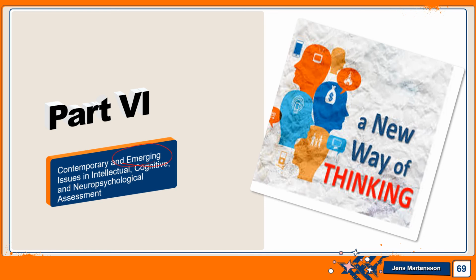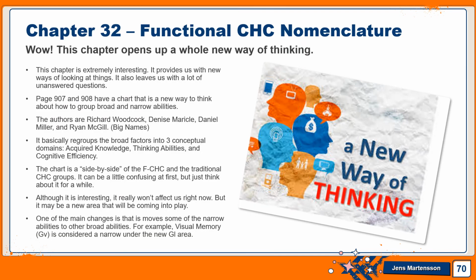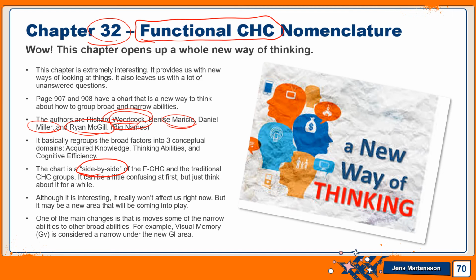So now we're talking about emerging things, new things that are coming. So this is one, chapter 32, functional CHC. So not just CHC, but functional CHC. And it was written by some pretty prominent names here. Okay, Richard Woodcock and all that. So basically, the chapter is pretty short, but it gives you a side by side of the functional CHC and the traditional CHC groups. And what it does is it puts all of the broad and narrows into 3 groups: acquired knowledge, thinking abilities, and cognitive efficiency.